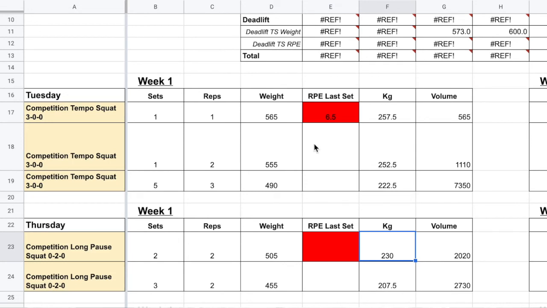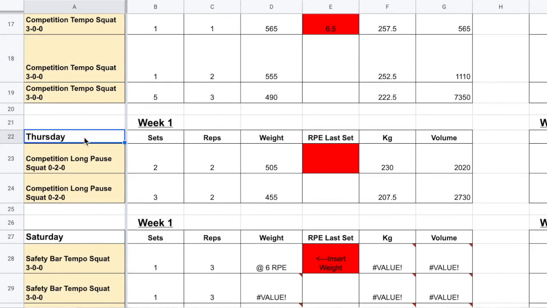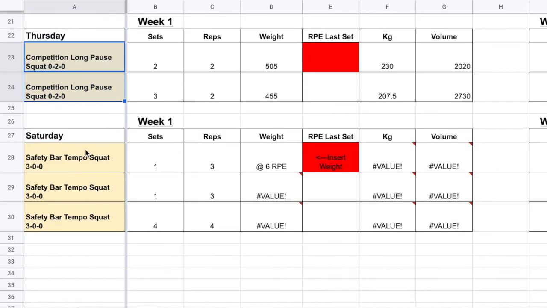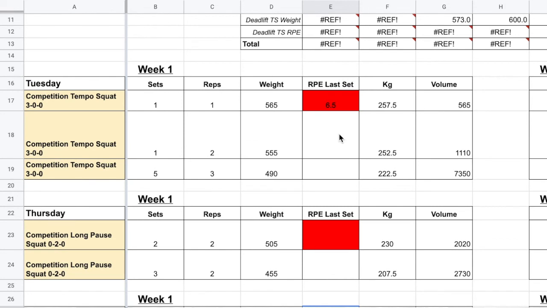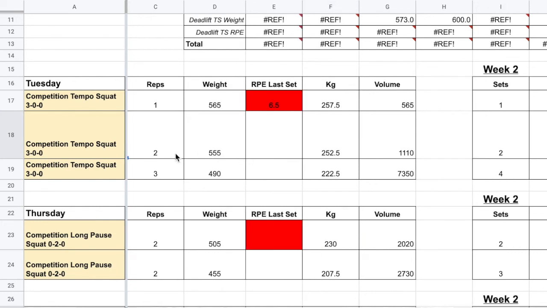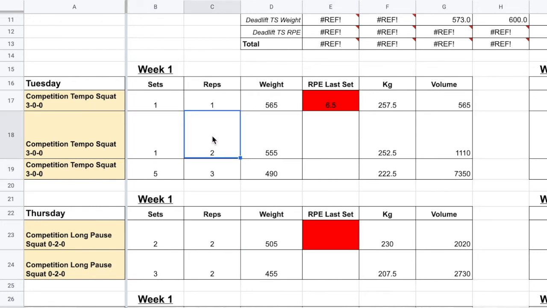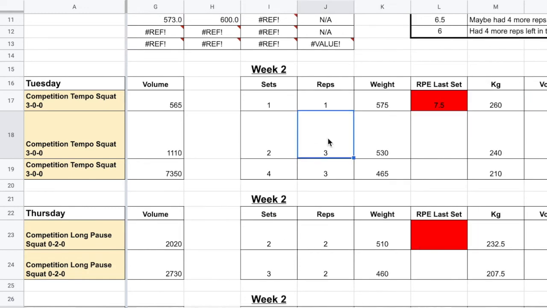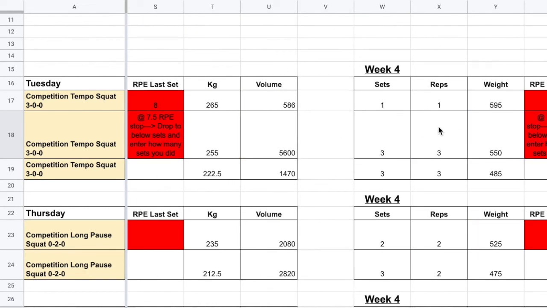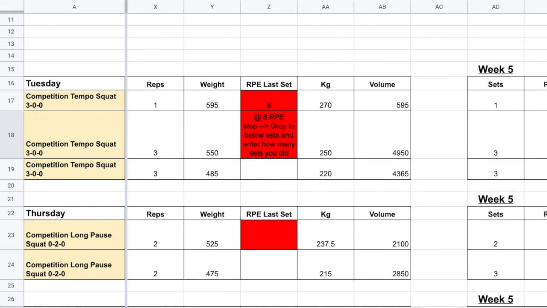So we have his primary day on Tuesday, competition tempo squat. Thursday we have competition long pause squat, and then Saturday safety bar tempo squat. If you can't tell, we were really hammering tempos this block. I'm going to go through each day. On his primary day, he has a top set, and you'll see each week he has back offs of 3s, but on week 1 he has doubles for his top set, triples on week 2, doubles on week 3, triples on week 4, doubles on week 5.